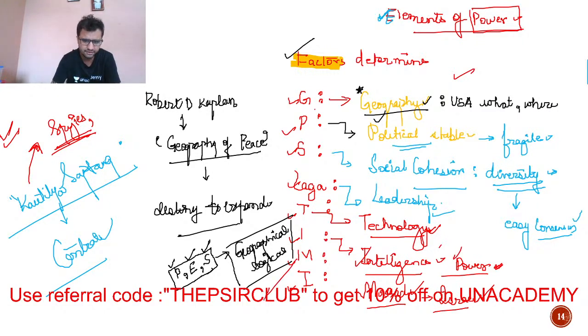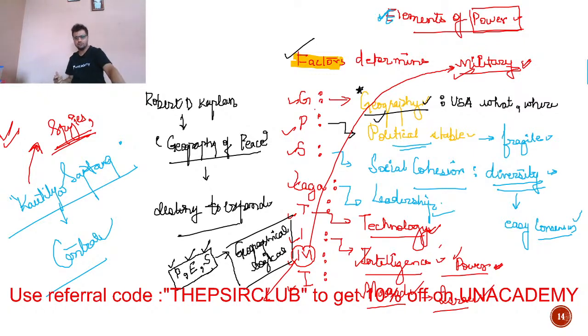Then comes military. Now you know that ultimately it is the military which has the sole power. All these elements of power are secondary. If you have a weak military, then you are not considered a great power. So you have to have a very good military.